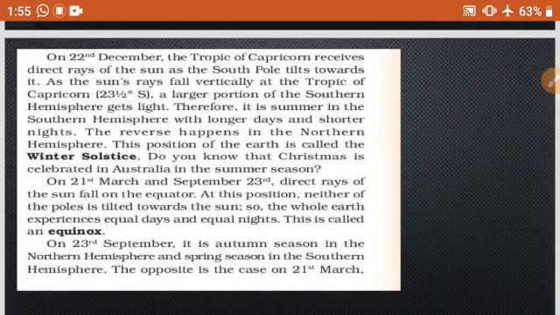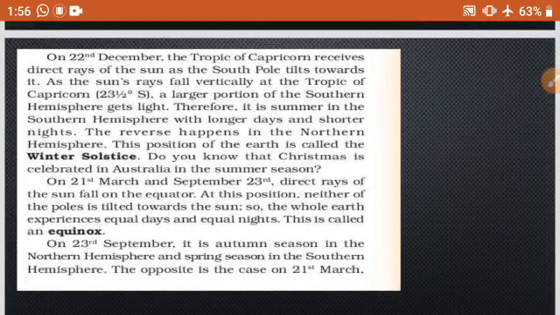On 22nd December, the Tropic of Capricorn receives direct rays from the Sun as the South Pole tilts towards it. As the sun rays fall vertically on the Tropic of Capricorn, that is 23.5 degrees south, a large portion of the southern hemisphere gets light. Therefore, it is summer in the southern hemisphere with longer days and shorter nights. The reverse happens in the northern hemisphere. This position of the earth is called winter solstice. Do you know that Christmas is celebrated in Australia in summer season?